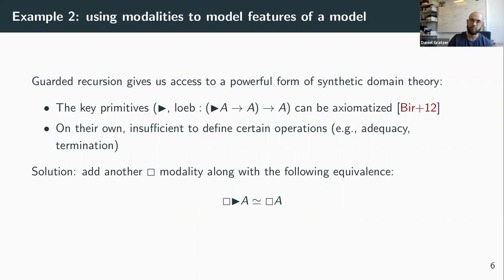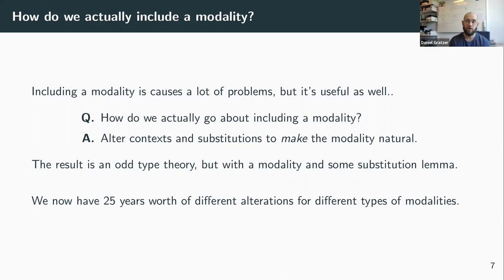So now that we might conclude that modalities are quite useful, we have to figure out how we're going to go about including them into our type theory. And the answer is essentially through violence. We'll alter contexts and substitutions so that the modalities are natural with respect to substitutions after changing the parameters of the game. And the result is going to be a slightly odd and handcrafted type theory, but it will have the modality and it will have some substitution lemma. And that's sort of good enough to get going. And we've been doing this for a long time now, about 25 years, depending on how you start counting.